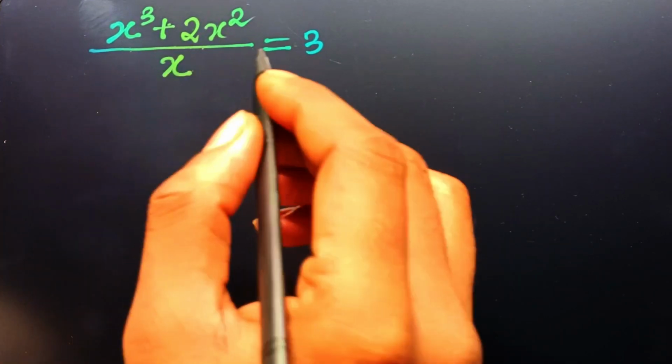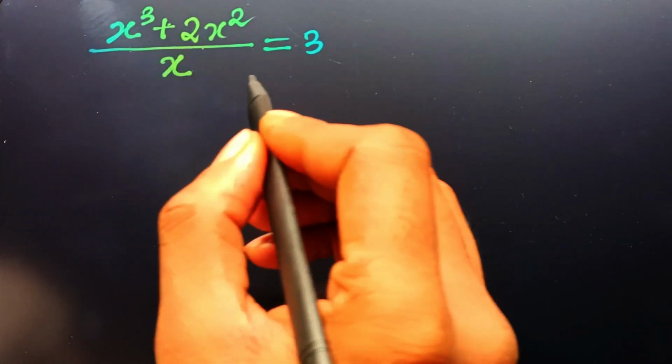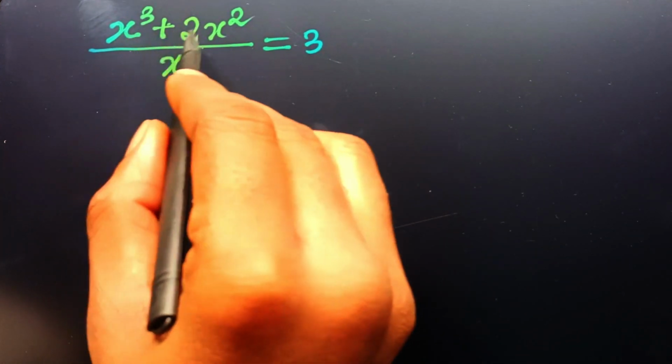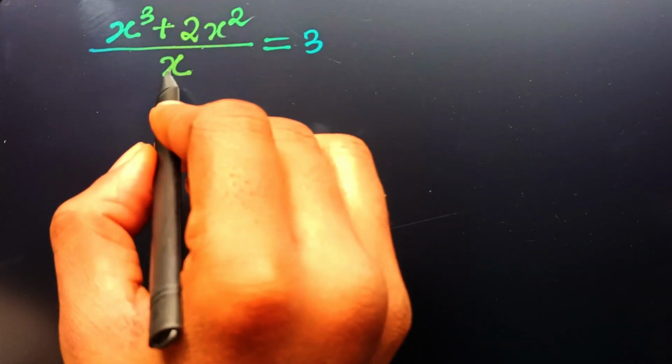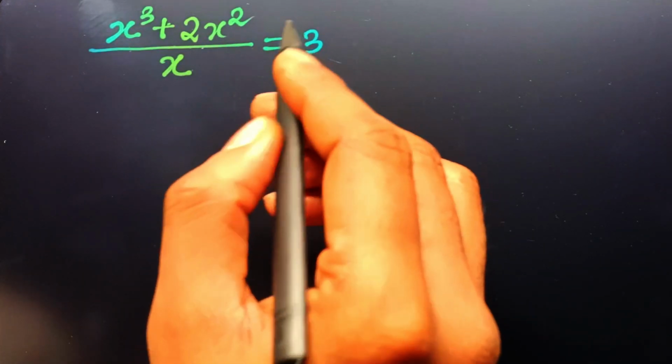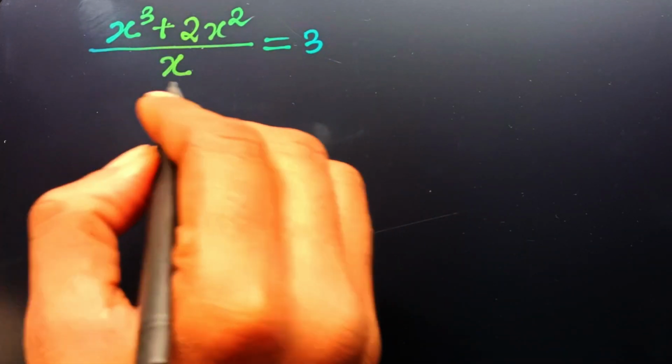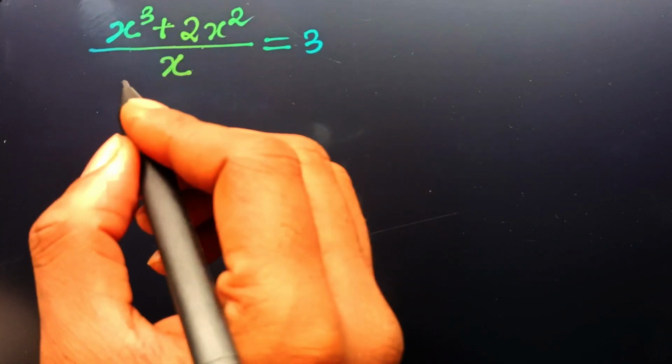So here we have a really interesting algebra problem where x cubed plus 2x squared all divided by x is equal to 3. And we are going to solve this together for all valid values of x.